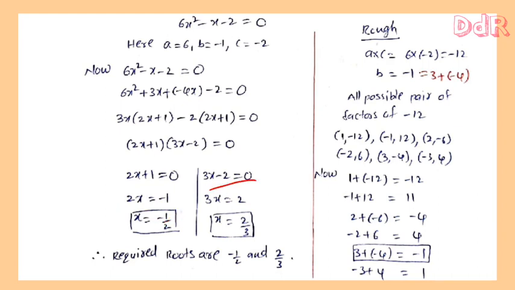Similarly, 3x minus 2 equals 0. 3x equals 2, because the minus 2 goes to the other side. x equals 2 by 3, because 3 is multiplying, so it transposes to the RHS. So the second root is x equals 2 by 3. Therefore the required roots are minus 1 by 2 and 2 by 3.